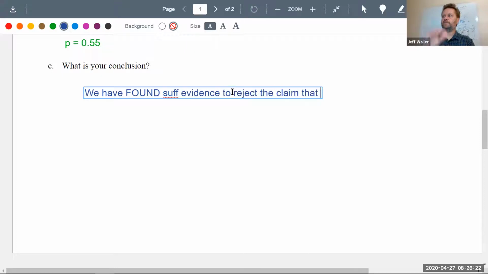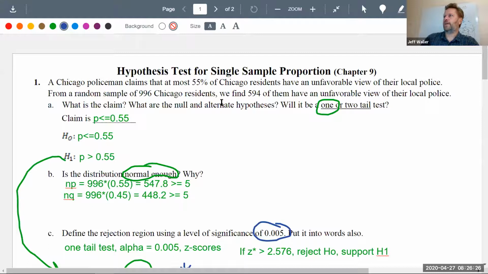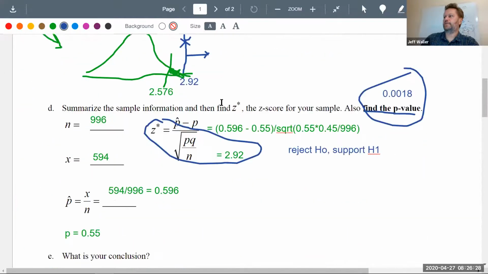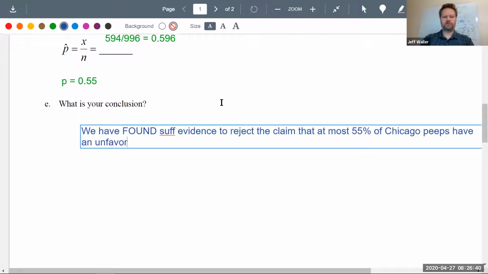Claim that, then you can plagiarize, that at most 55% of Chicago peeps have an unfavorable view of the Popo.